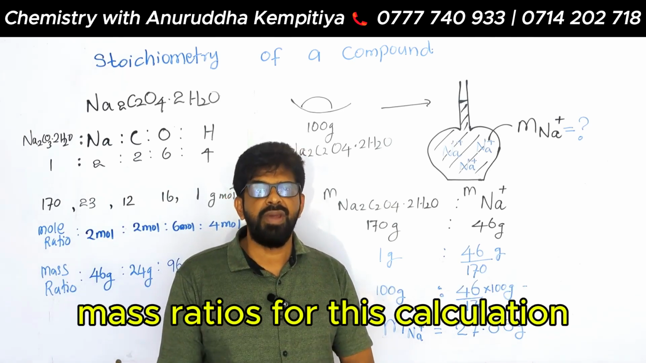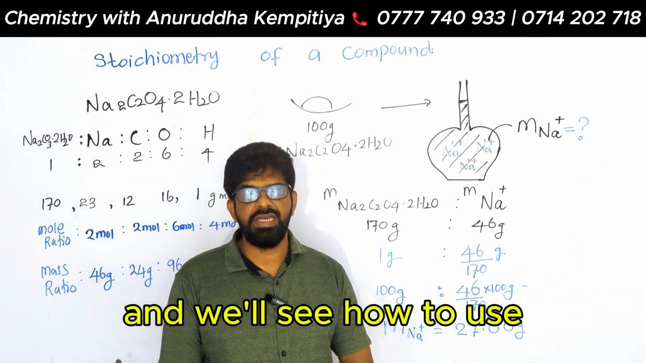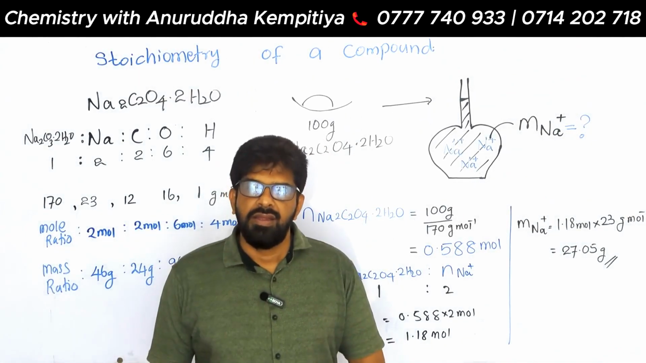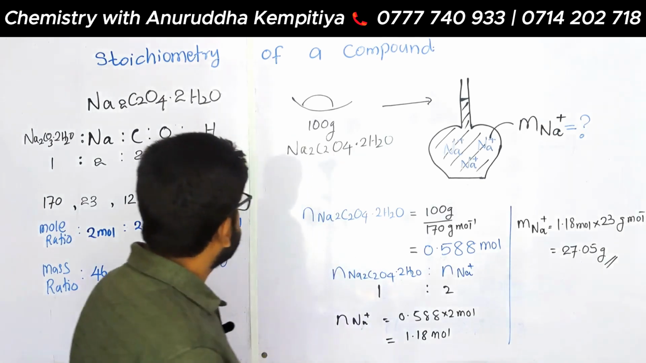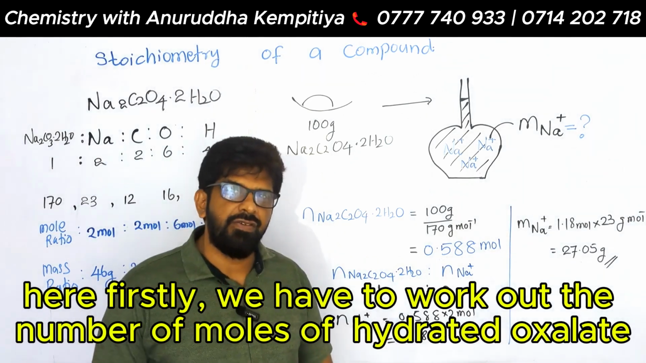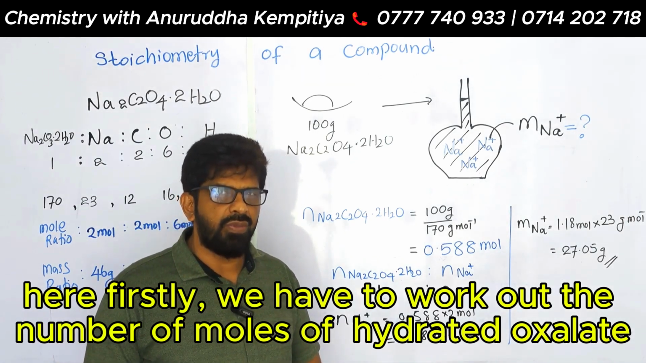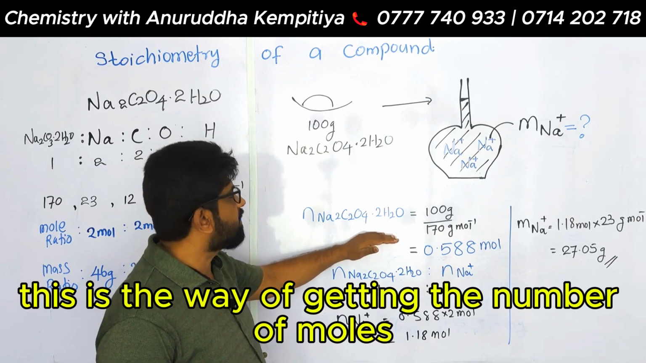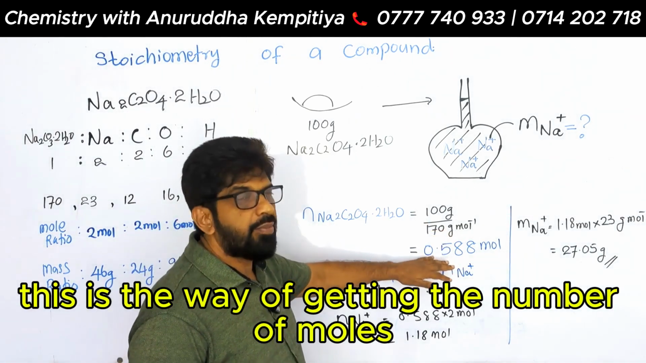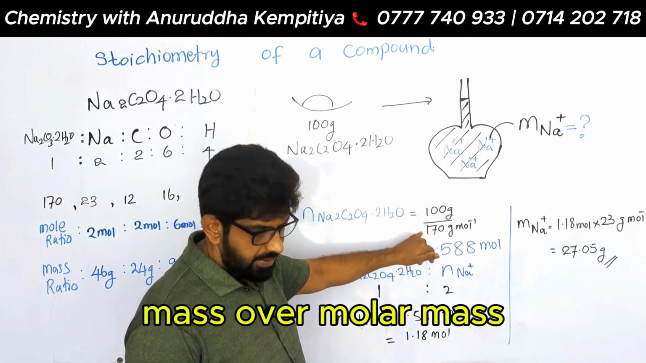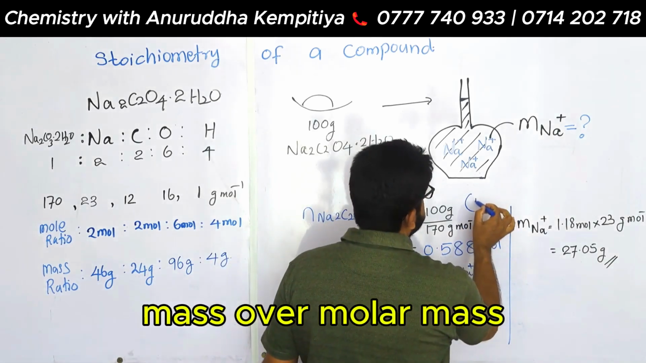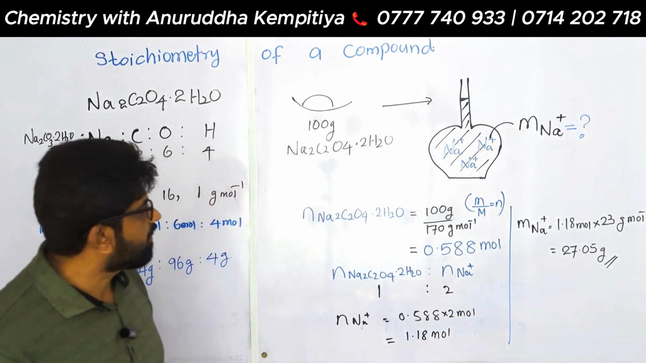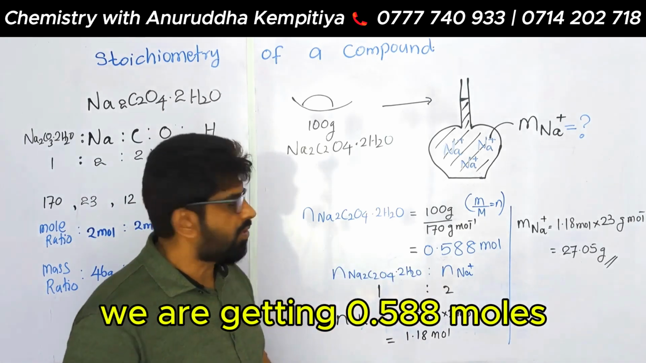Okay, this is one way of solving this problem. We used these mass ratios for this calculation, and we'll see how to use equations for these calculations as well. This is a very common method. Here, firstly, we have to work out the number of moles of hydrated sodium oxalate. This is the way of getting the number of moles: mass over molar mass, simply small m over capital M, that is number of moles. We are going to use that equation. So we are getting 0.588 moles.